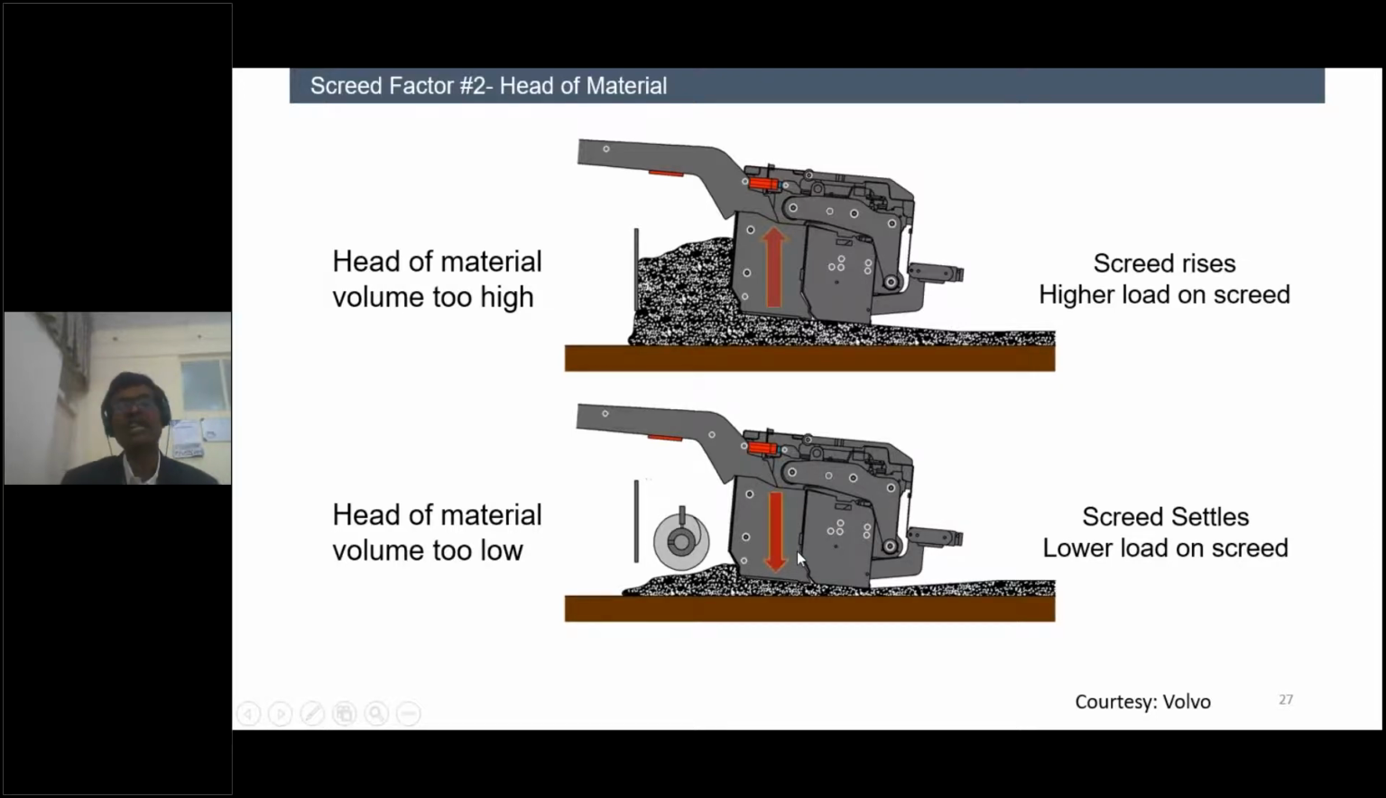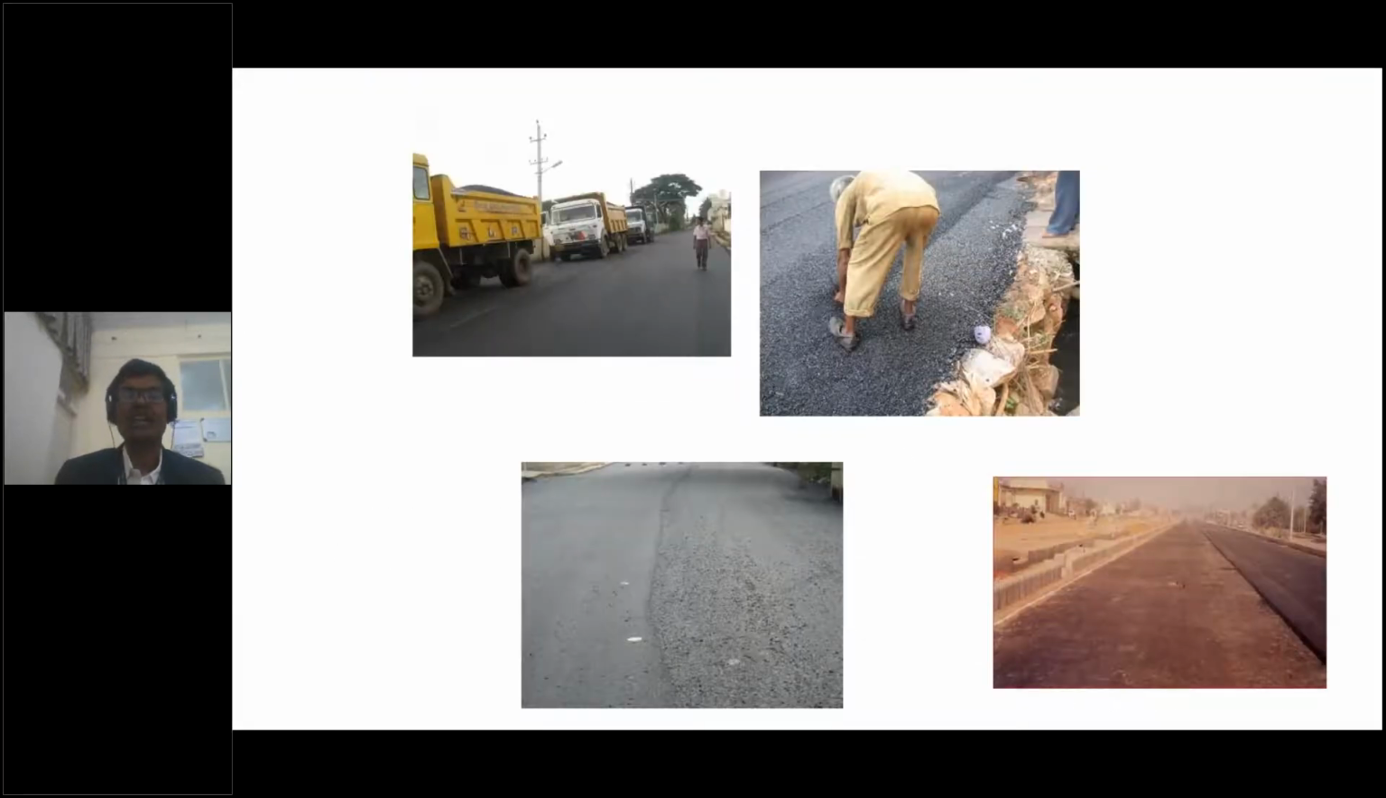Not only in front of the auger, in any mixing plant, any pug mill, a uniform head, and half of the head is always ideal. And these are pictures of a typical, normal construction site. You can see here the trucks are standing, waiting to unload the mix onto the paver.